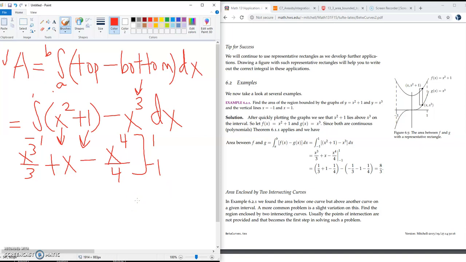I'm going to continue talking about finding area between two curves in a separate video.